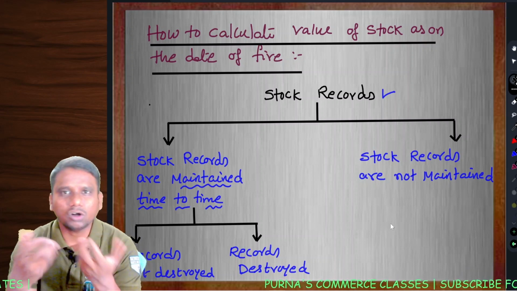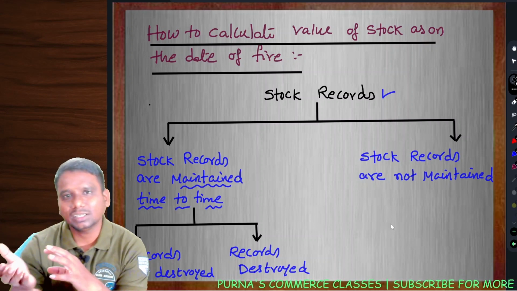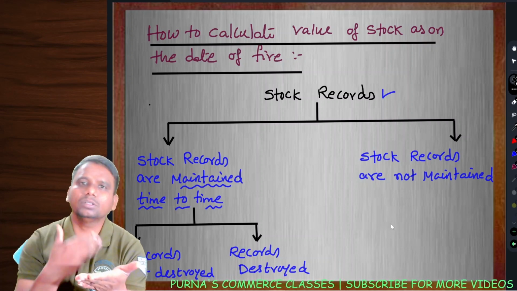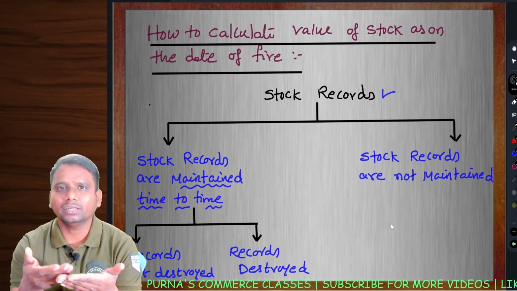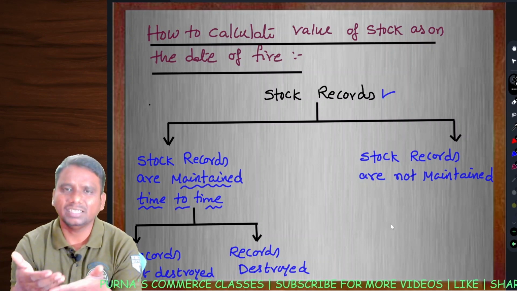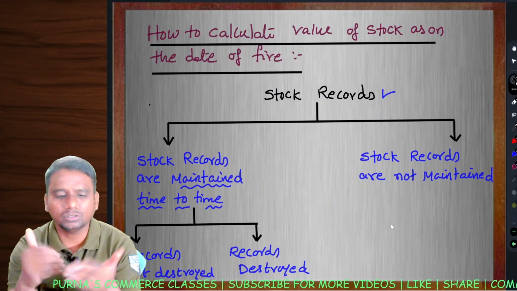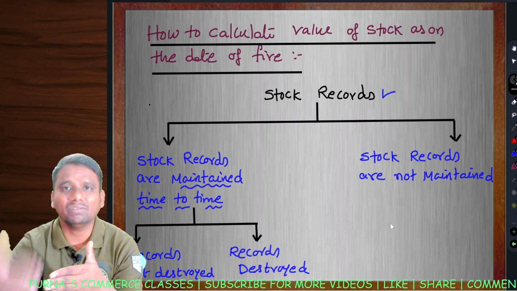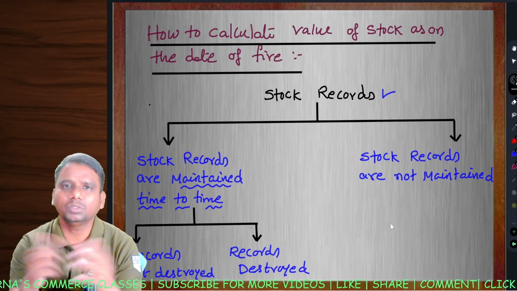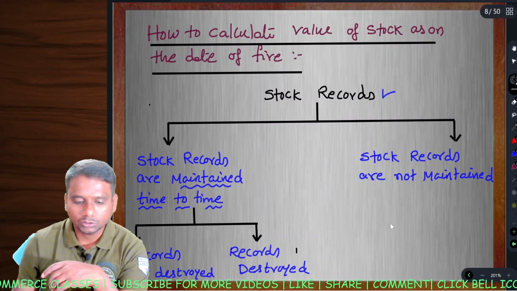When records are not destroyed, automatically you can see what the stock is as on the date of fire. Simply open the book and look at the date of fire. That means the previous entry, and you can see, okay, this much of stock was lost. Actually, this much of stock should be available in the business, and this is lost. Simple as that. But the problem comes when records are also destroyed.